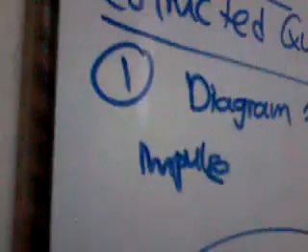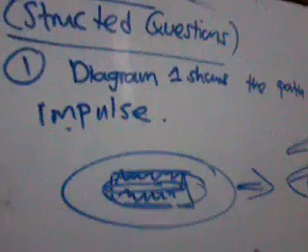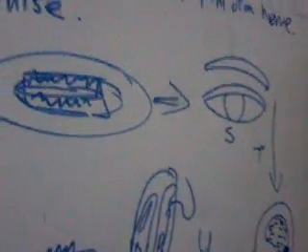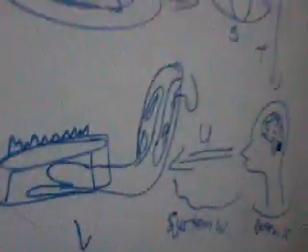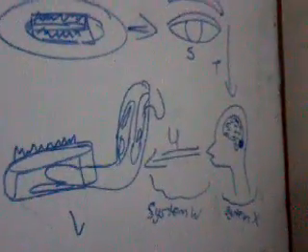Part of the nerve impulse. Diagram 1 shows the pathway of the nerve impulse. So these are the diagrams. Look at the diagram.